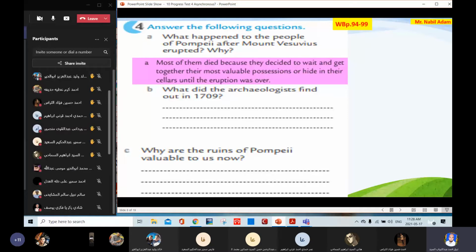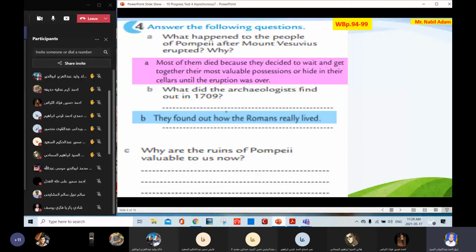Good. What did the archaeologists find out in 1709? Archaeologists, علماء الآثار, ماذا اكتشفوا؟ ماذا وجدوا؟ Yes, Omar Hamdy. They found out how the Romans really lived. Yes, good. لما علماء الآثار حفروا في الأرض اكتشفوا كيف كان الرومانيين عايشين. They found out how the Romans really lived.